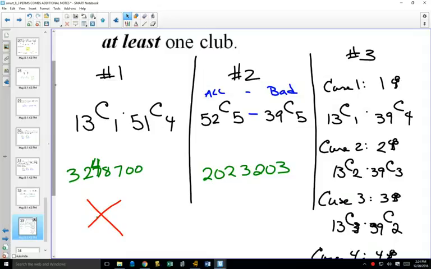And probably as a nicer strategy, strategy 2 is nicer because it's shorter. If you take all of them and subtract the ones that have no clubs, you would be left with hands that have at least one club. But it could also be done by counting individual cases.